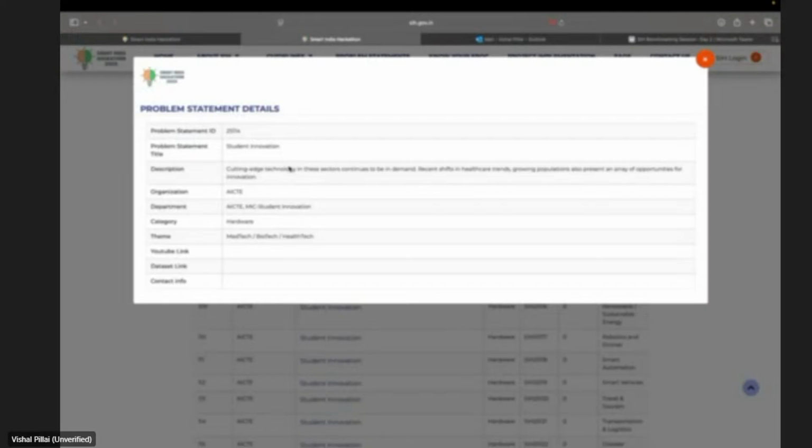Be very clear: this is a race where you want to win. For winning, you need some rules by which the person evaluating you will look at the problem statement and try to understand if you have reached the ultimate goal. Look at this problem statement. It's only one line: cutting edge technology in these sectors. There is nothing much written here. In these sectors means medtech, biotech, health tech. They have not really specified anything.